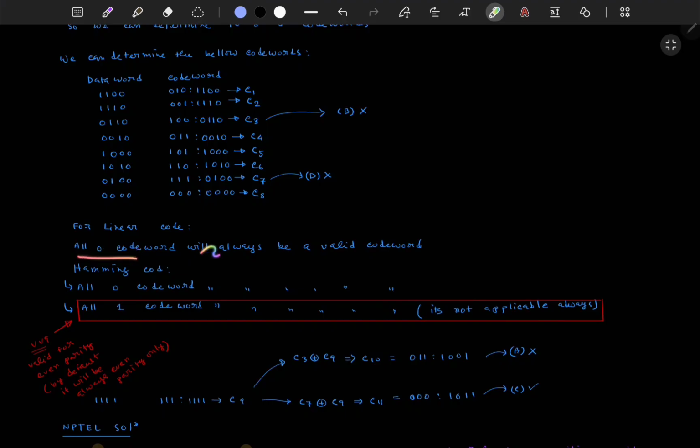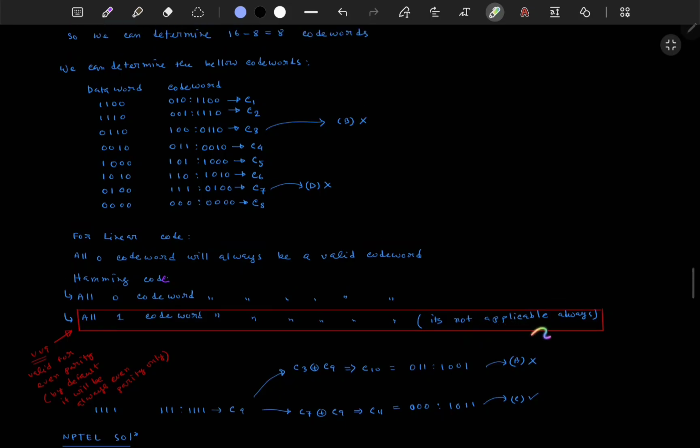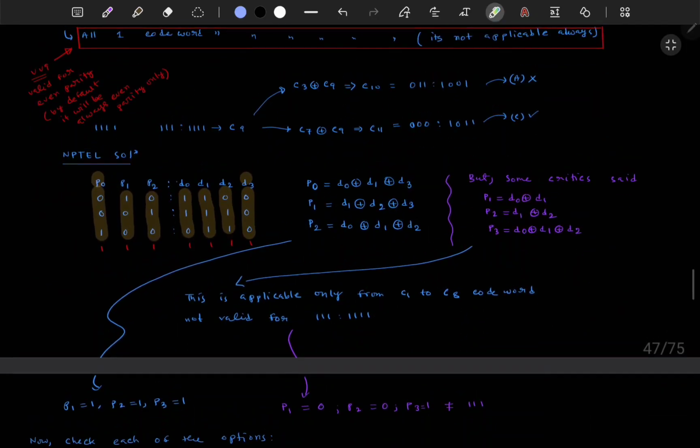Now for linear code, the all 0 code word will always be a valid code word. Similarly for Hamming code also, the all 0 code word will always be a valid code word. Okay, this we can remember. And also for Hamming code, the all one code word will always be a valid code word. It's not applicable always, but in most cases in general it is applicable if not mentioned in the question explicitly.